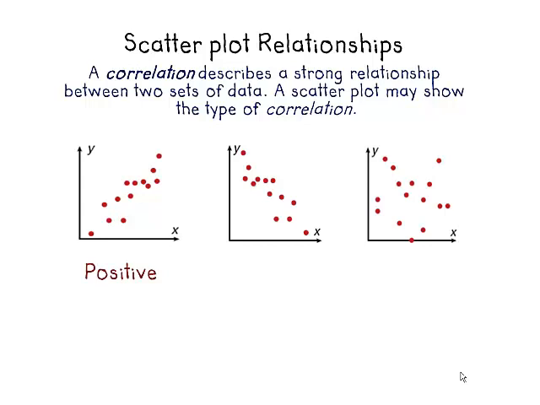I'm sure you could figure out the next one. As the x values are increasing, the y values in this case are decreasing. So we call this a negative correlation.